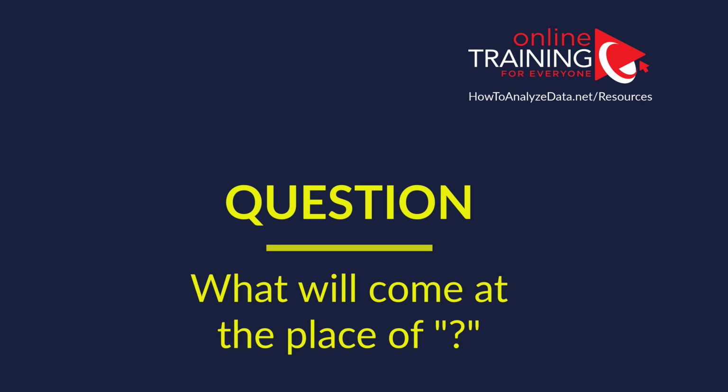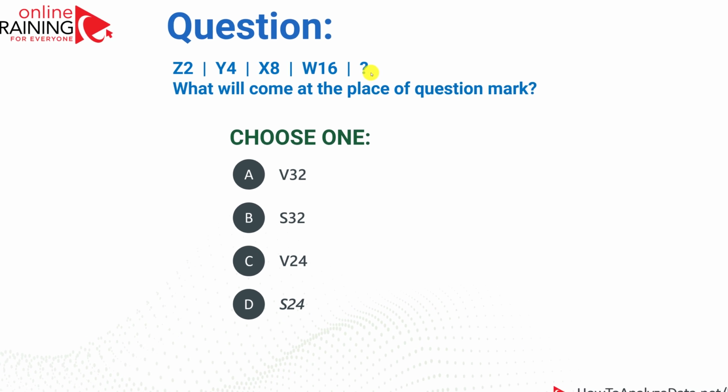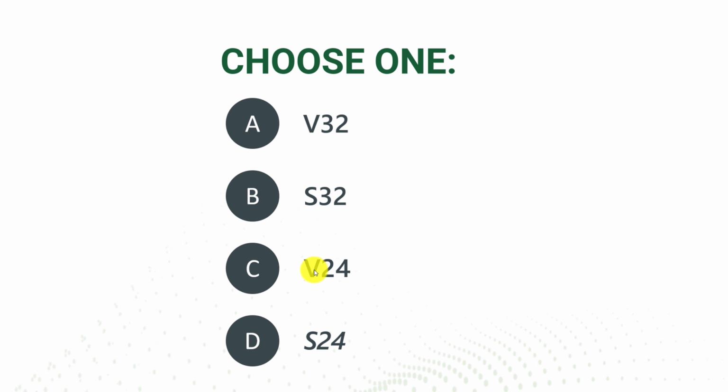Let's look at the question, which is frequently used as part of verbal reasoning, logical reasoning, abstract reasoning, and used as part of various aptitude tests. What will come at the place of the question mark? You're presented with the series Z2, Y4, X8, W16, and then a question mark. And you have 4 choices: V32, S32, V24, and S24. Which one do you think is right?